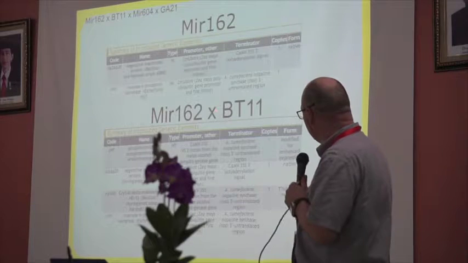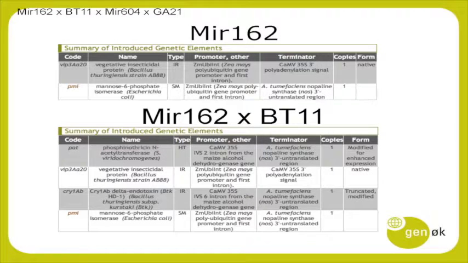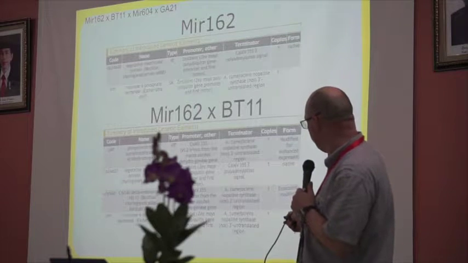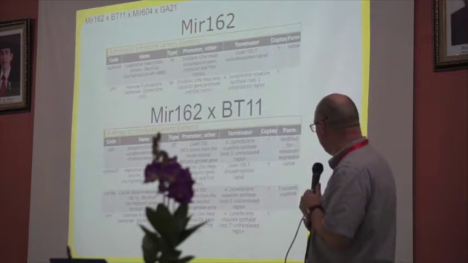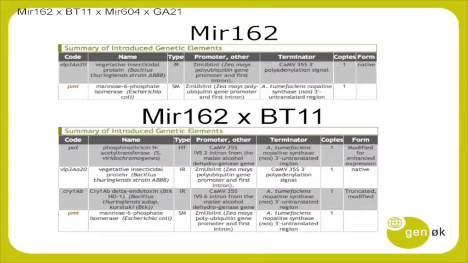And then they crossed in BT11. So in that cross you have these insecticidal proteins still there, and you have this PMI, this mannose-6-phosphate isomerase, yes, it's there. And then you have the PAT gene, with its own start and stop signal, which is modified, and then you have a Cry1Ab, which is another toxin for killing insects, in the BT11, into one plant.